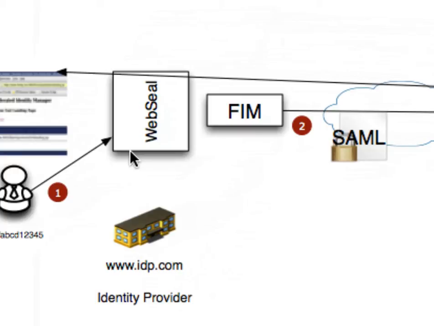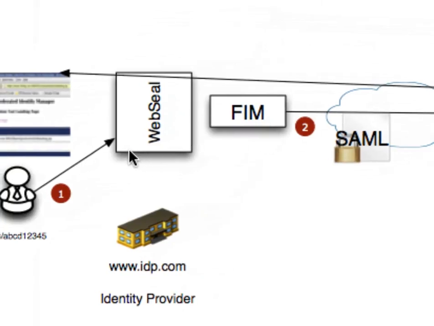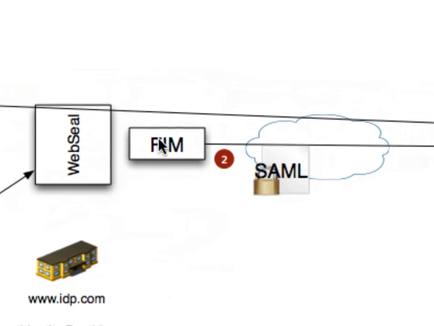In this particular case we are using TFIM.mov's WebSEAL or reverse proxy for authenticating him, but it can be any other type of access management. He's going to be challenged to authenticate himself using his user ID and password. Once he's logged in, he's going to click on a link that is going to take him into that federation.